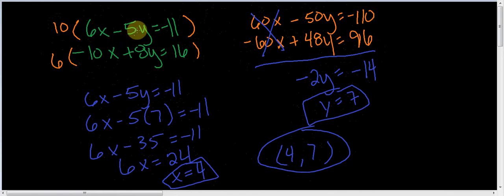If I were to graph these two original equations, they would cross at the point 4, 7 on a graph. All right, that's what we are finding, is where they intersect.